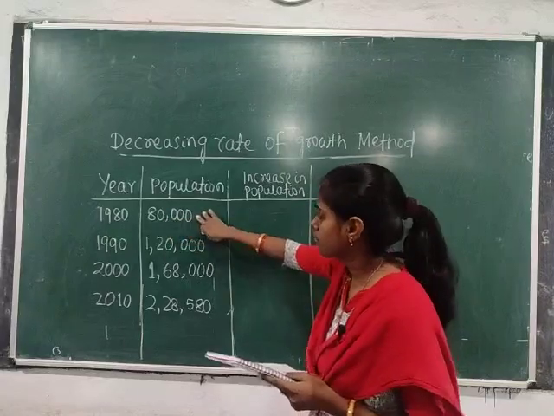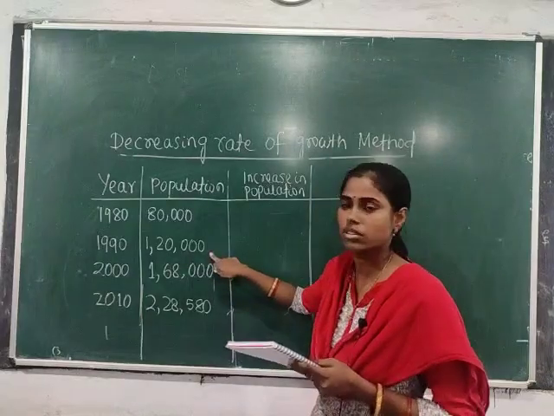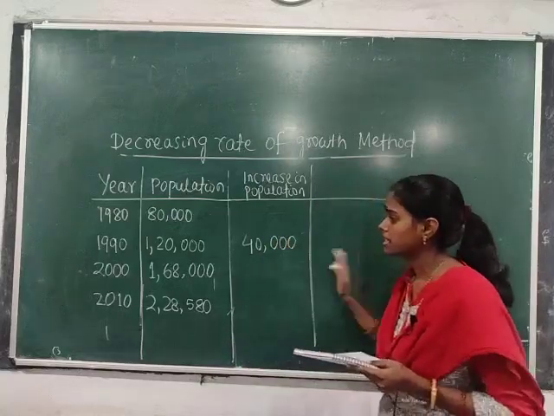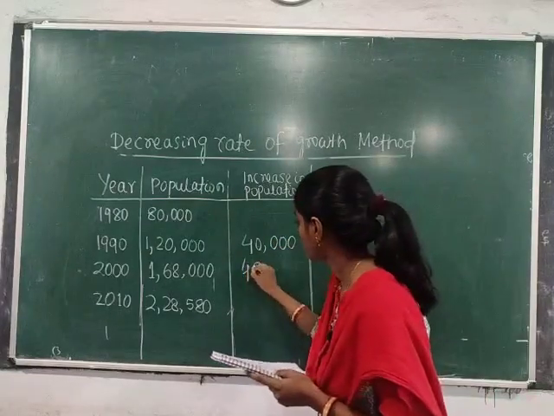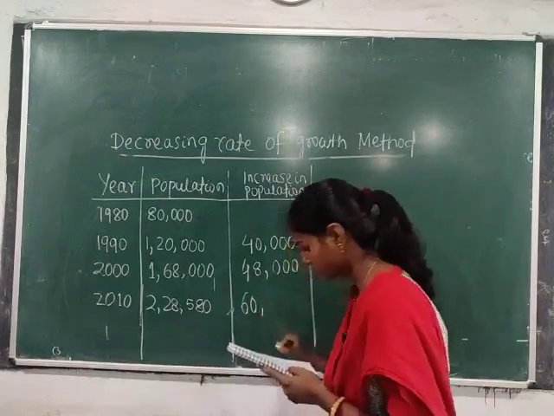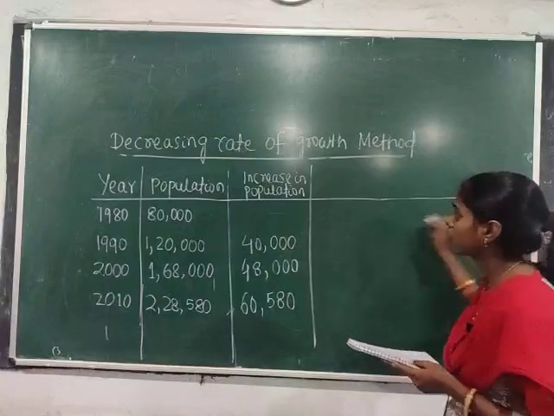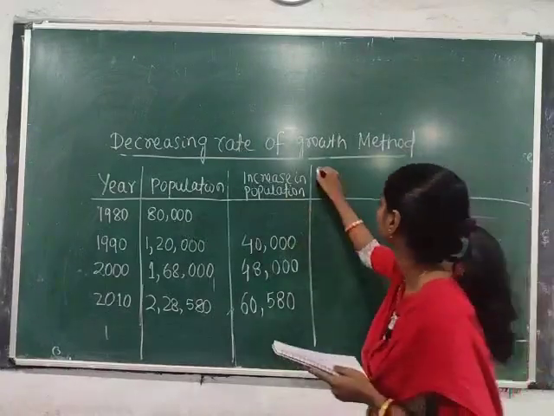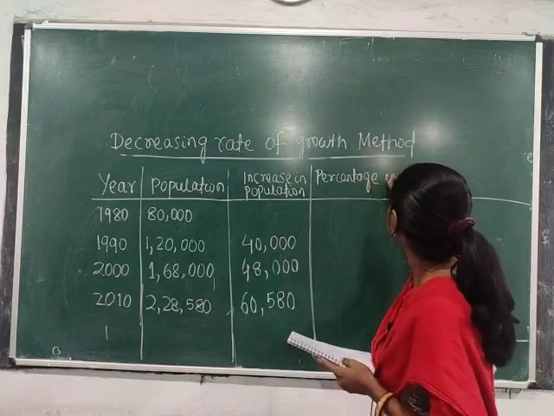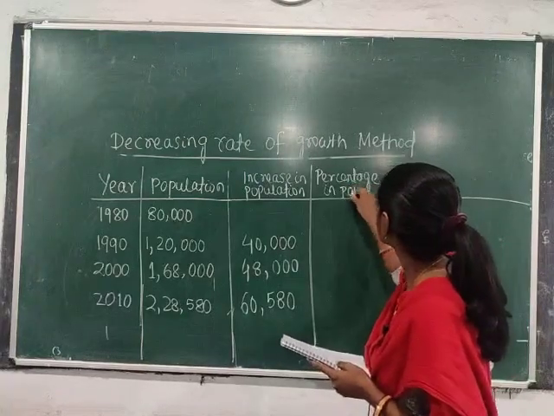For 1980 the population was 80,000, and in 1990 it becomes 1,20,000. So, what will be the increase in population? That is 40,000. Similarly, for the next decade it is 48,000, and for the next decade it is 60,580. Then we will find out the percentage increase in population.